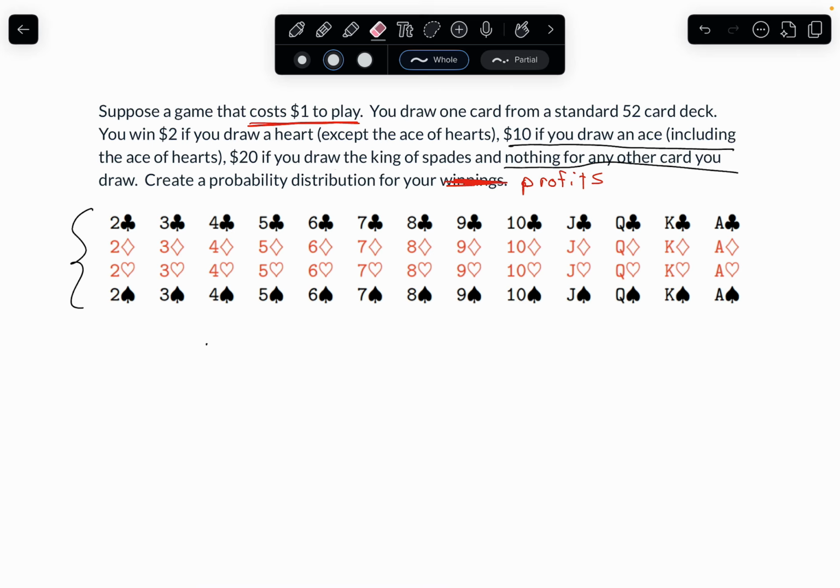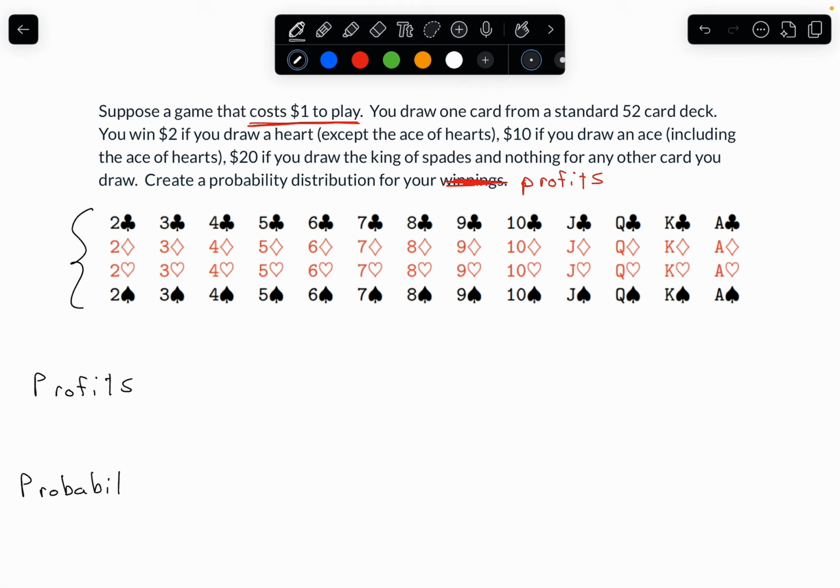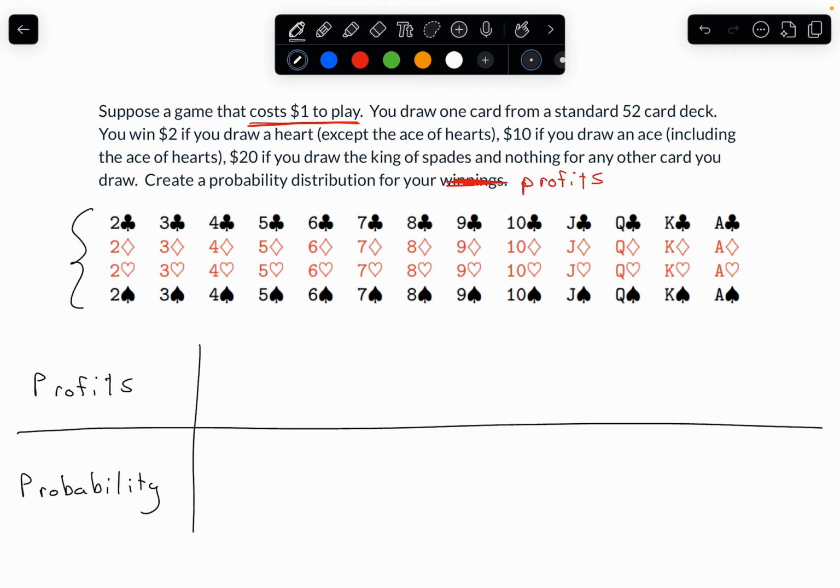So when I set up a probability distribution, it's going to look like a little table. I'm going to create this little table right here, where I've got my profits, and then underneath that I want to talk about the probability of getting that particular profit. And you can have your table oriented vertically or horizontally. I'm just using this horizontally because it's a little bit more room that way.